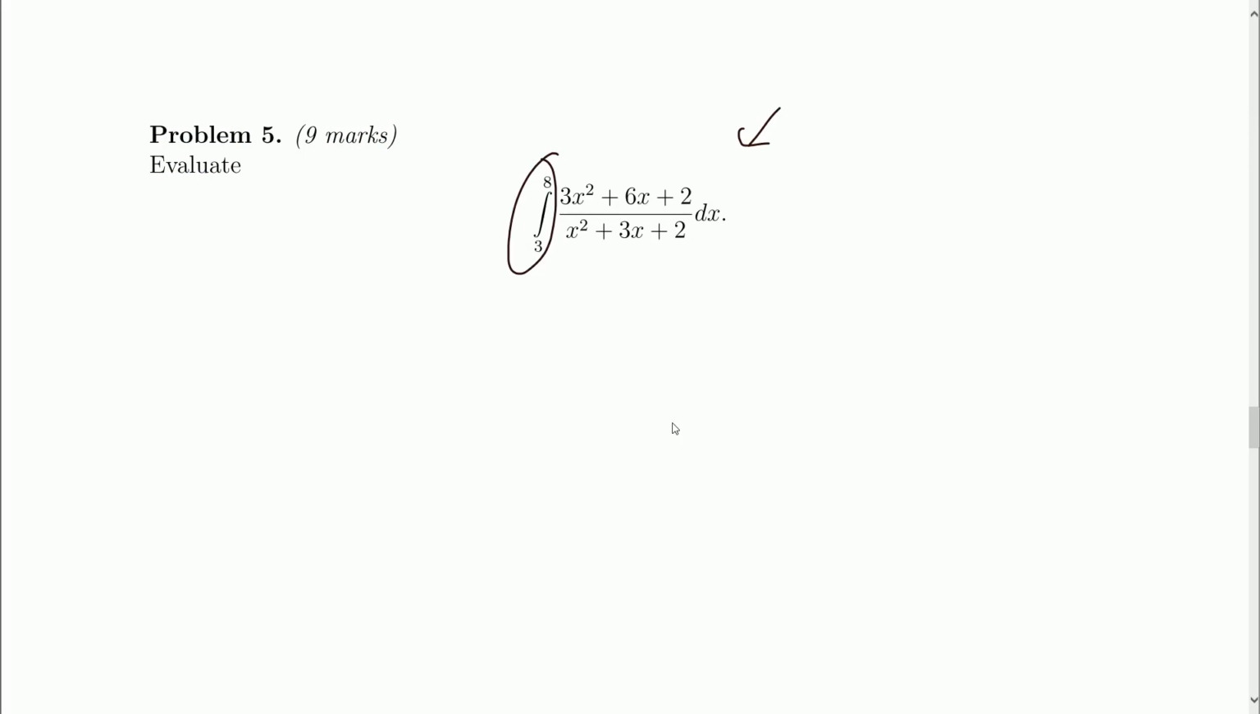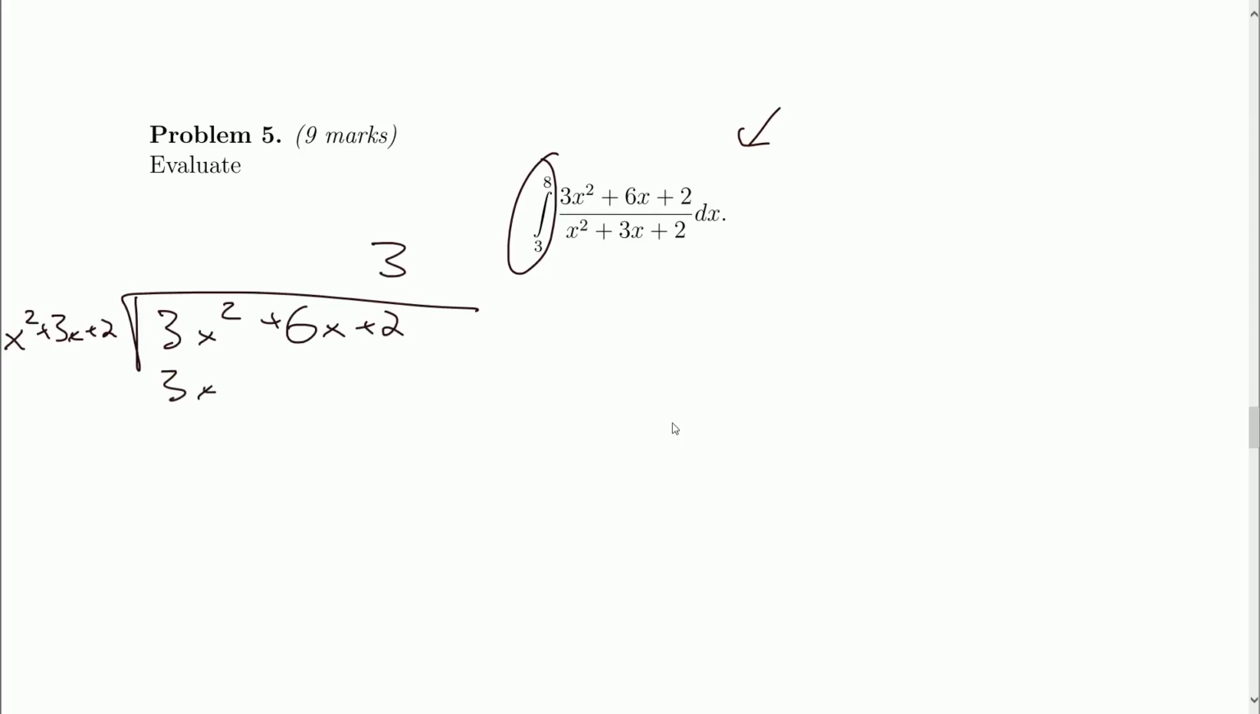I noticed that the degree of the top is bigger than or equal to the degree of the bottom. This is not a proper rational. So let's get our polynomial division out here. X squared plus 3x plus 2, and what are we going to have? 3 and then 3x squared plus 9x plus 6. Subtract, we get minus 3x minus 4.